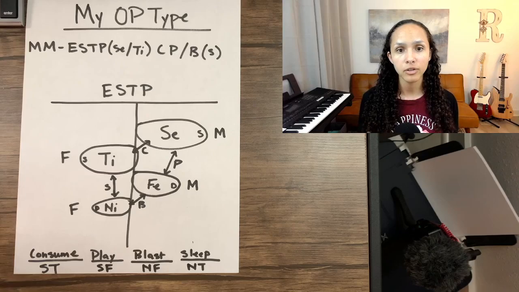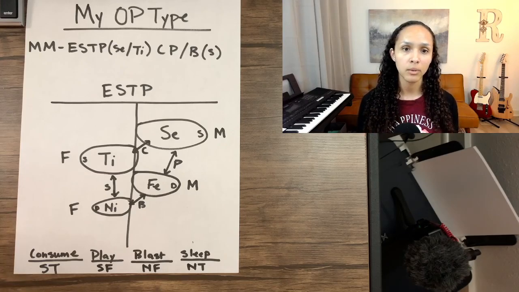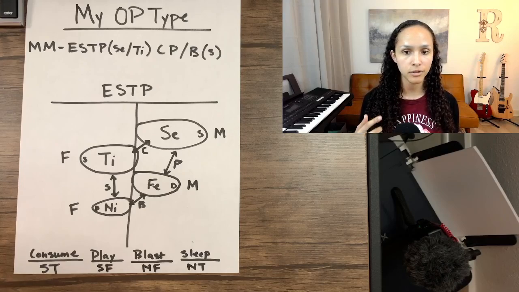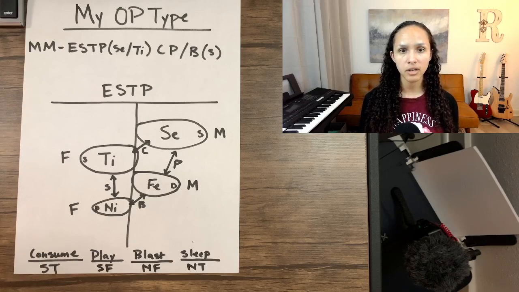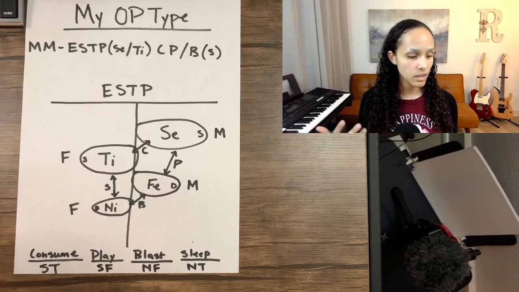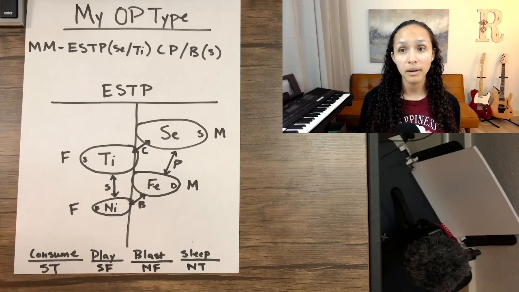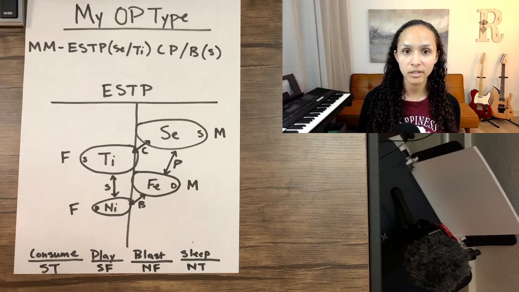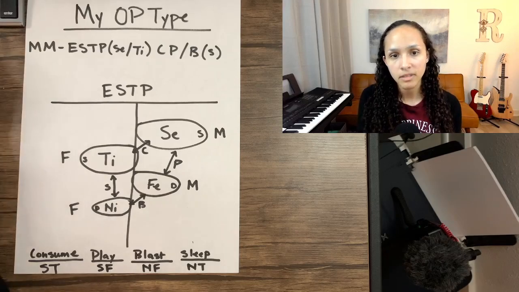So my consume is ST consume. That's the type of information I want to consume. Things that are factual, things that are just real, that S, real life sort of stuff that makes sense. I want to hear some facts, something that's logical. Tell me something I didn't know about something. I'm like, wow, that's interesting, right? That's the type of consume I have.